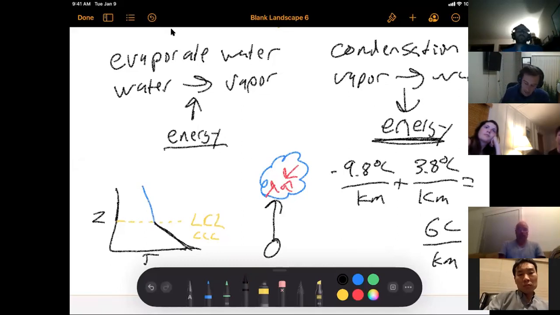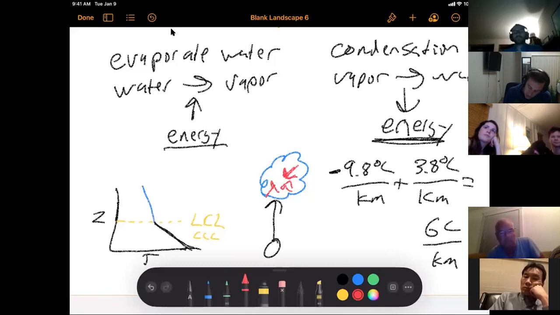But this is, again, another critical concept, right? We are decreasing our temperature with altitude. If we end up adding heat into that with this 3.8 here, right, it will end up decreasing the rate at which we decrease our temperature. Does that make sense?